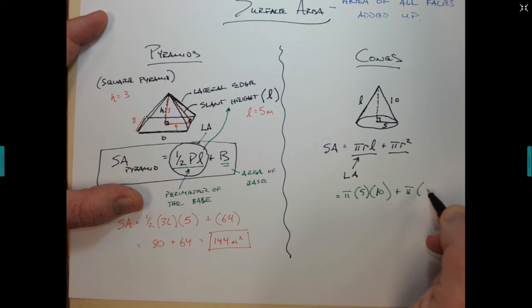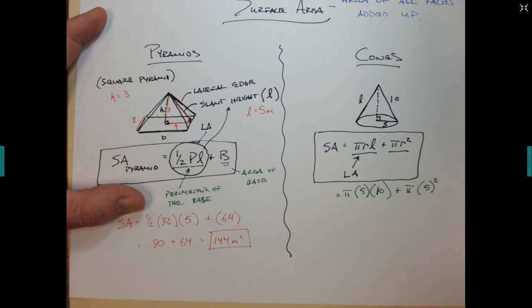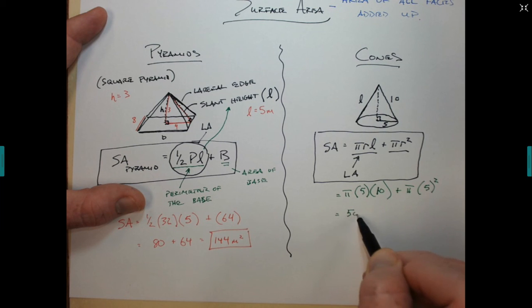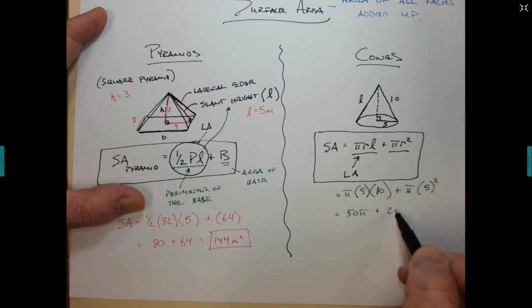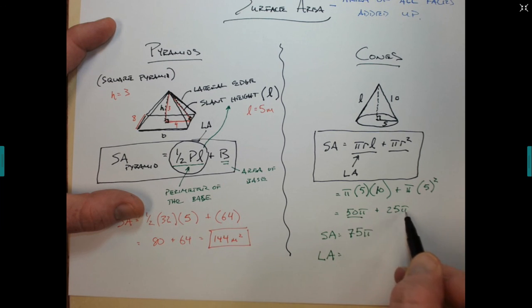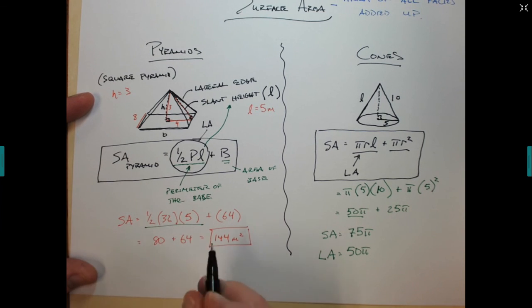Plus pi times the radius squared, taking this straight from the formula right up here. So be prepared also to answer in terms of pi. So this 5 times 10 would be 50 pi, plus 5 squared is 25 pi. So my surface area, if I put those together, I get 75 pi. The lateral area would only be this. Get rid of the base, and see I've already done the work for my lateral area here. The lateral area over on here would be this portion. The lateral area would be 80 meters squared.